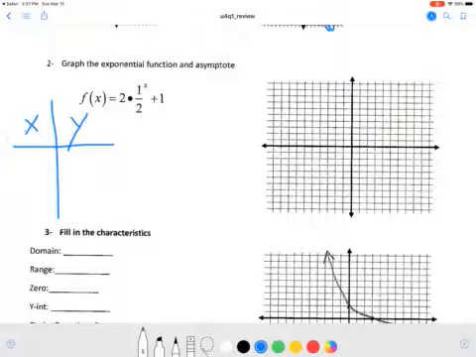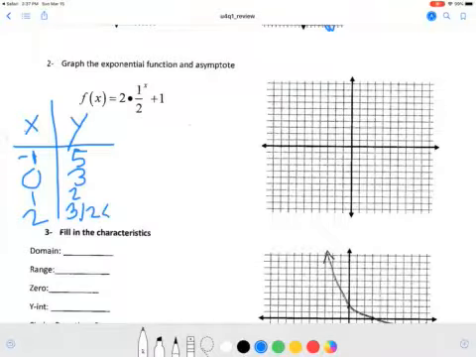But when I do my table, and remember, you kind of have to move around until you find those normal values that will fit on the graph. So I'm going to start at -1 for my x. -1, 0, 1, 2. And I get 5, 3, 2, and 3/2. Don't freak out on those fractions. 3/2 is just 1.5.